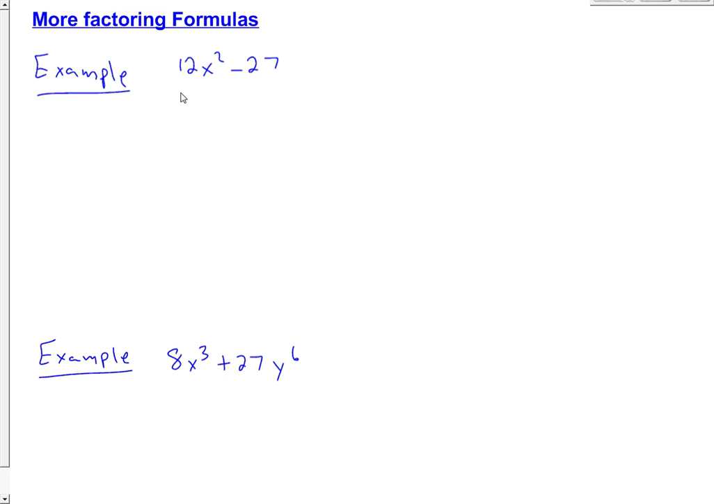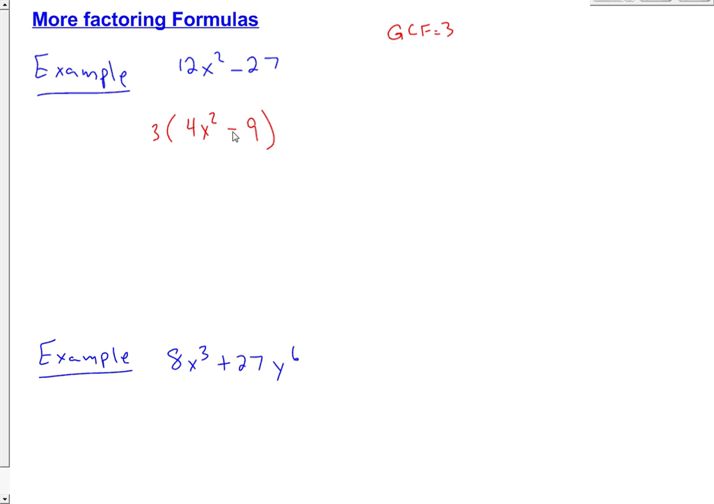Some more factoring formulas. Here's another example. So if you think about the steps that we've talked about already, is it written in order? Yes. Do I have a greatest common factor? Well, if I look at 12 and I look at 27, I have a greatest common factor of 3. So if I factor out a 3, 12 divided by 3 is 4, and I have x squared minus 27 divided by 3 is 9.